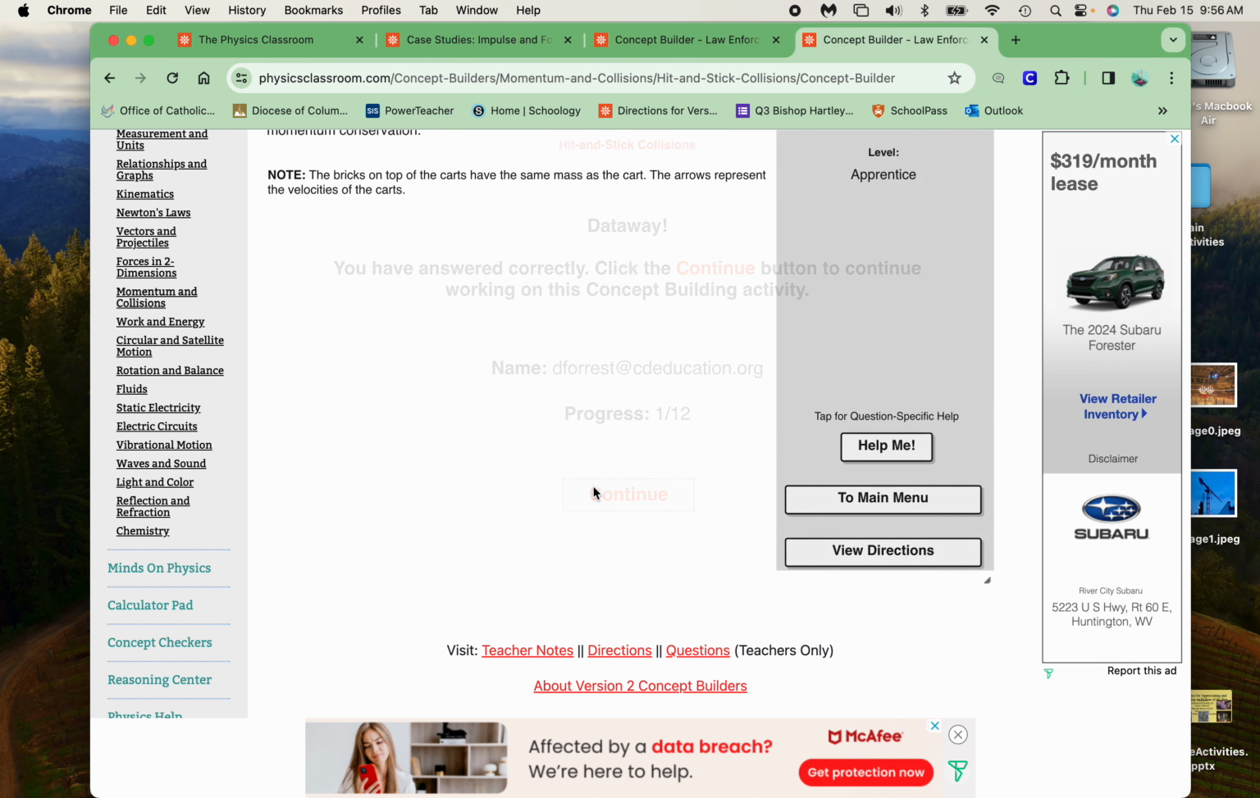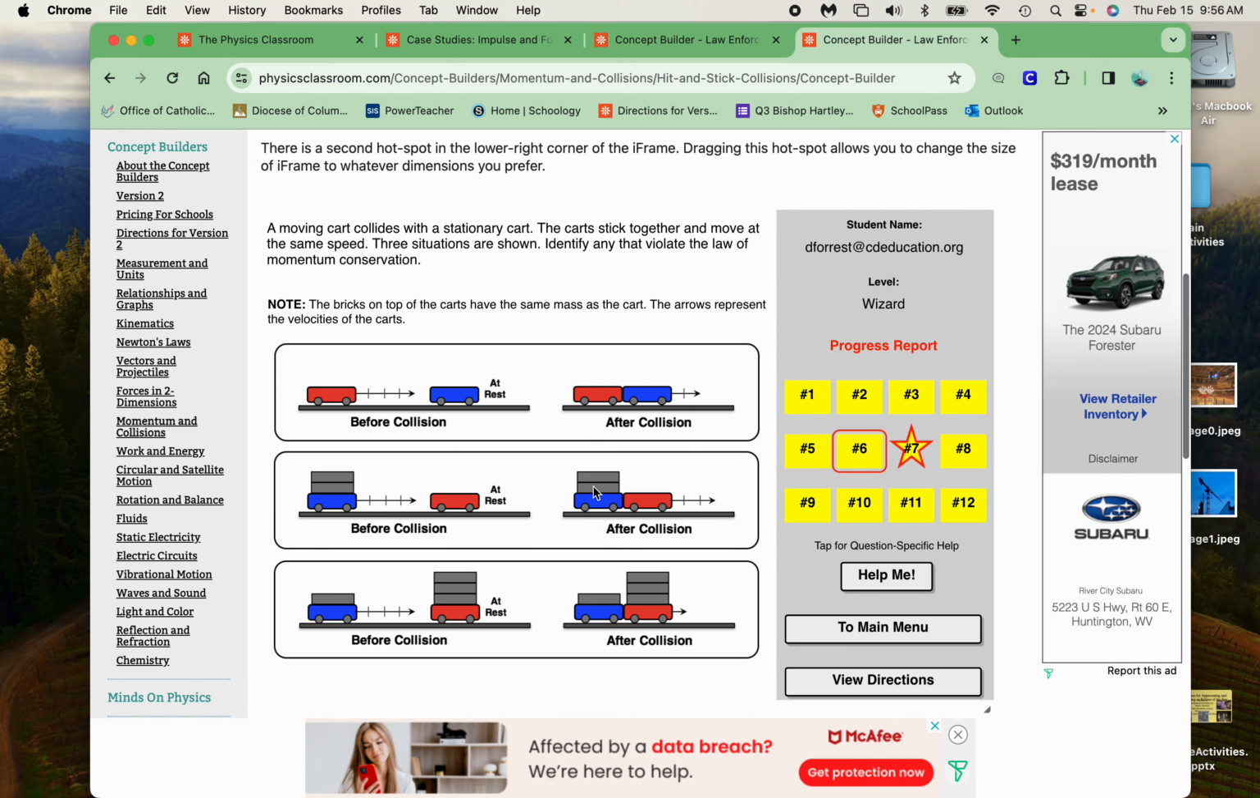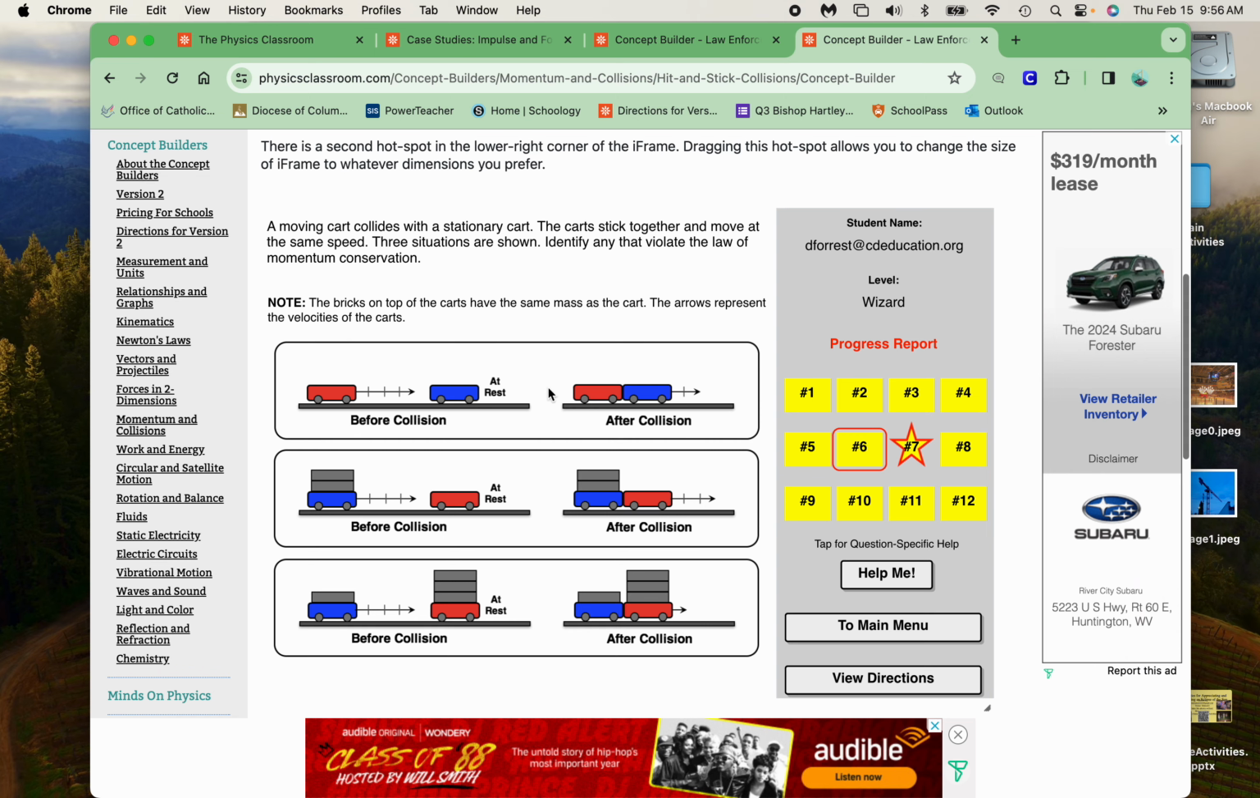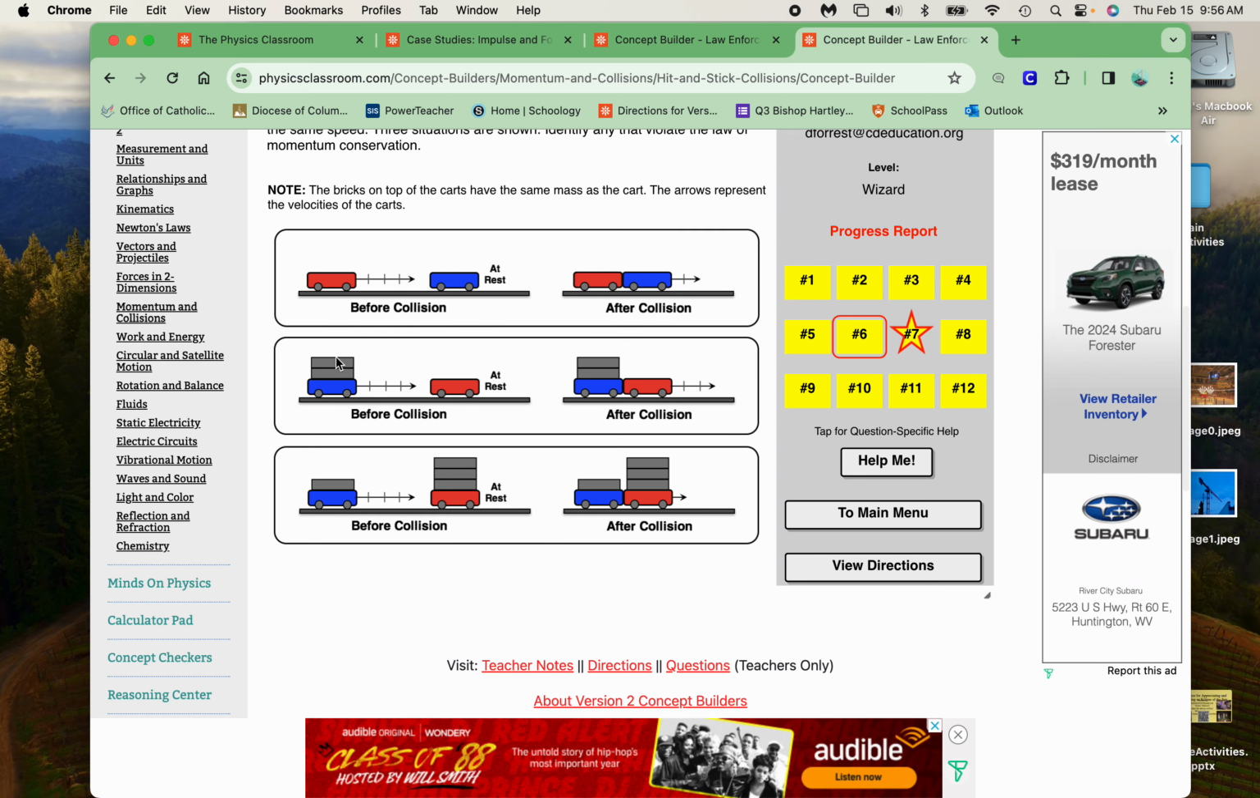I'll look at one other one here. So this is 1 mass times 4 units of velocity, that's 4 units of momentum. 2 units of mass times 2 is also 4 units of momentum, so that's good. 3 times 4 is 12 units of momentum to the right before the collision. 1, 2, 3, 4 units of mass times 3 units of velocity is 12 units of momentum afterwards. So this is okay also.